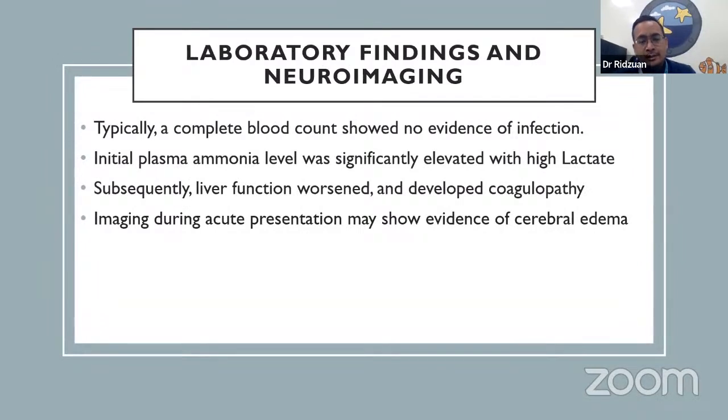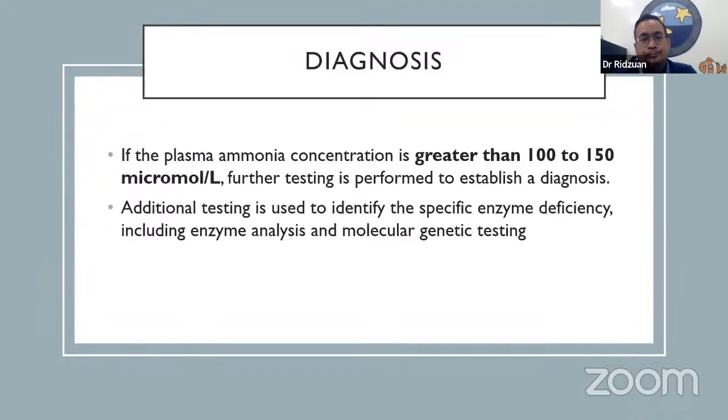For the laboratory findings and imaging, typically the blood counts will show no evidence of infection. Initial plasma ammonia level is significantly elevated with high lactate. Subsequently, the liver function will worsen and the child will develop coagulopathy. Imaging in acute presentation will show evidence of cerebral edema. If the plasma ammonia concentration is greater than 100 or more than 150, further testing needs to be performed to establish the diagnosis in any baby.